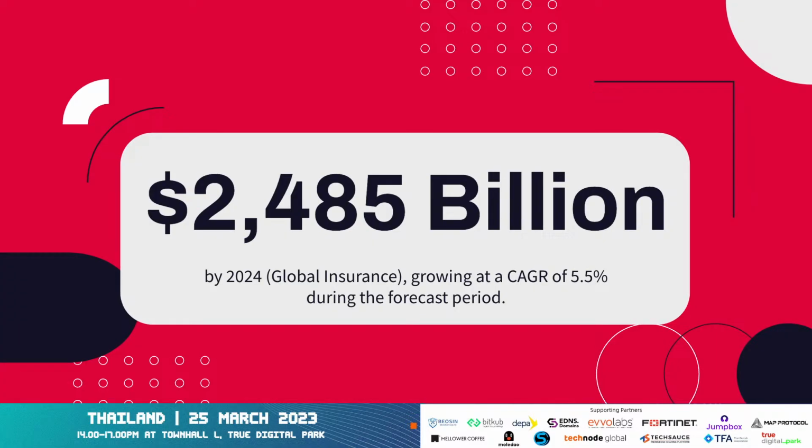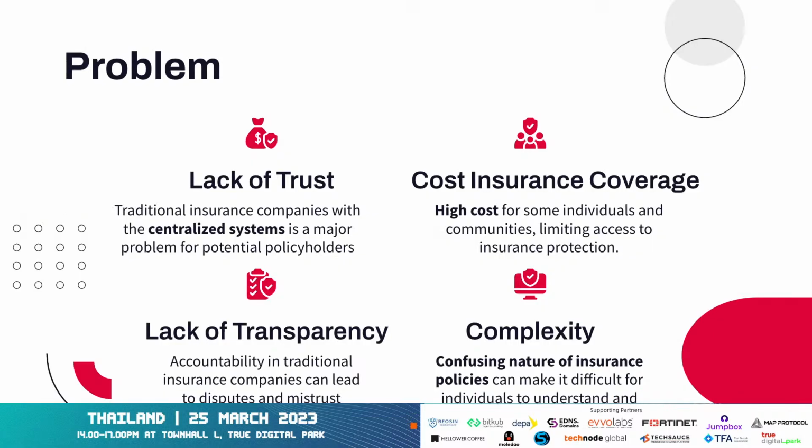Next slide. As you may know, the global insurance market is already about 2,500 billion and growing 5.5% annually. Next slide. Even though it's a big market, there are still lots of problems.